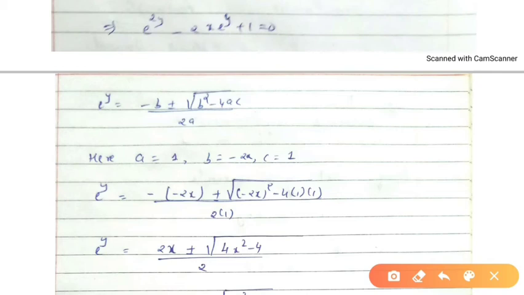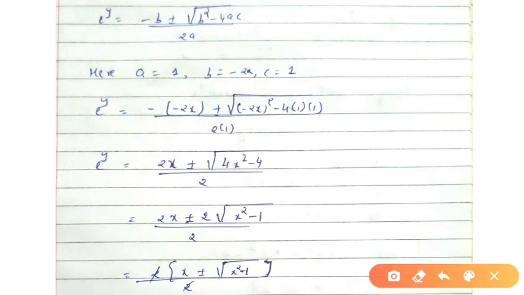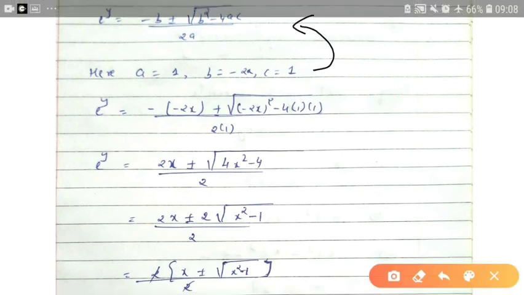Okay, so we will use this formula: minus b plus or minus under root of b square minus 4ac upon 2a. Here the coefficient of e raised to 2y is 1, so a equal to 1. The coefficient of e raised to y is minus 2x, so b equal to minus 2x, and the constant term is 1, so c equal to 1. Now we will put these values in this formula. I have substituted all these values in this formula.